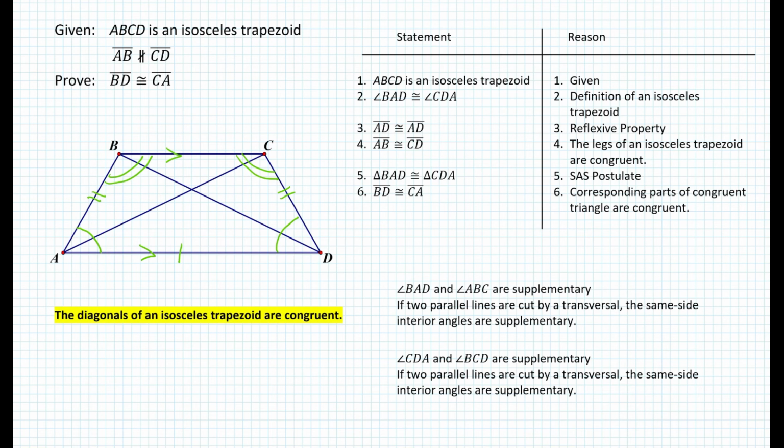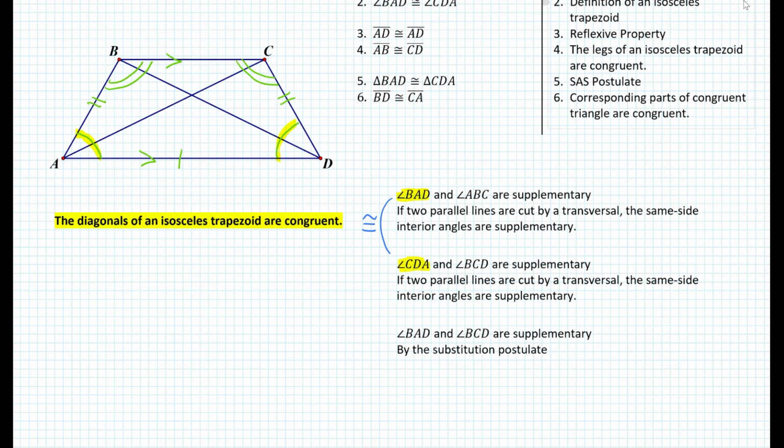Now, here's the thing. We know from the definition that these two angles here are congruent. So we're basically saying that angle BAD, this angle that I'm highlighting here, and angle CDA, they're both congruent, okay? So let me denote that in the diagram that this is congruent. So that means that if they're congruent, we can actually swap them, or substitute, and write the following here. That angle BAD and angle BCD are supplementary. Notice that we're saying that these two here have to be supplementary as well, again, by the substitution postulate.